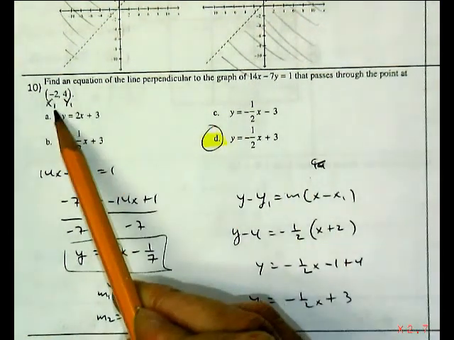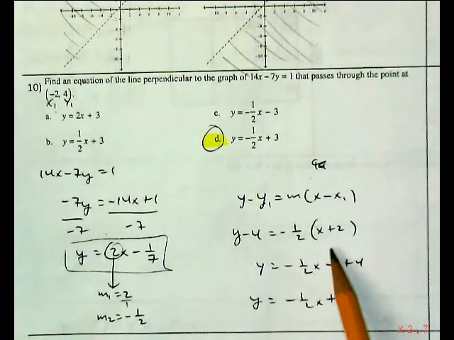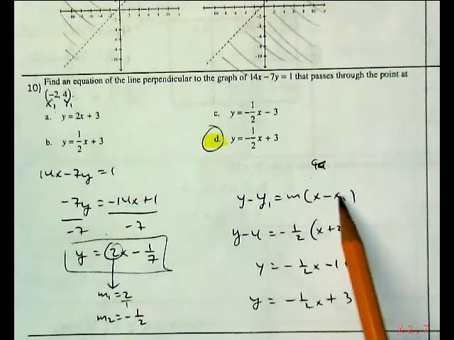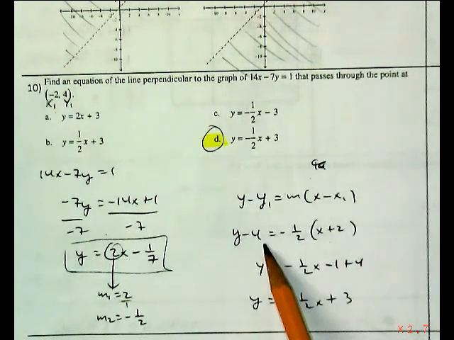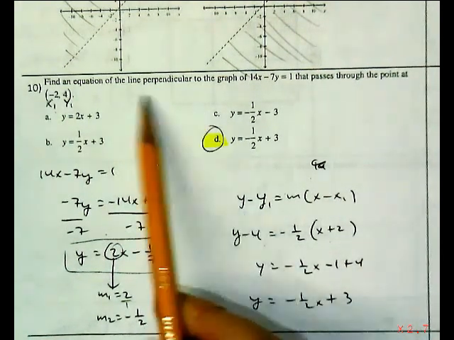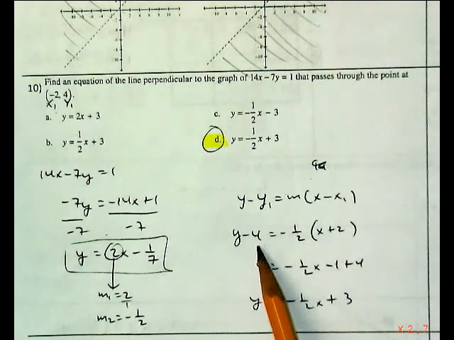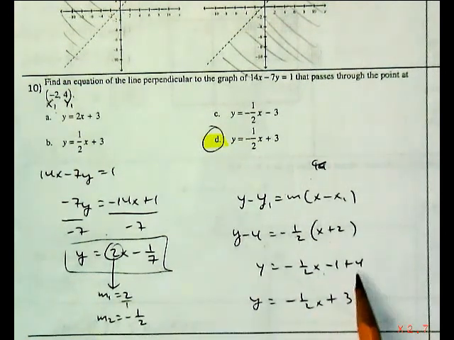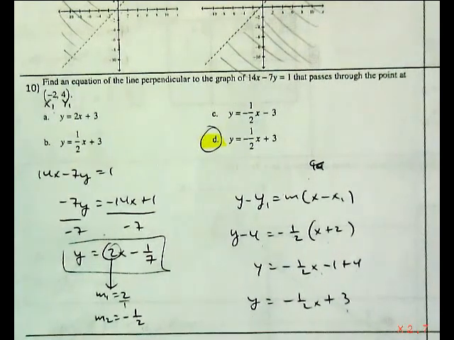I have my ordered pair, negative 2, 4. Remember, it's the negative 2, and that pairs with positive 4. And now my choices are in slope-intercept form, so I'm just going to distribute. I get negative 1/2 x minus 1, and then add 4 to both sides. And I have y equals negative 1/2 x plus 3, that would be choice D.